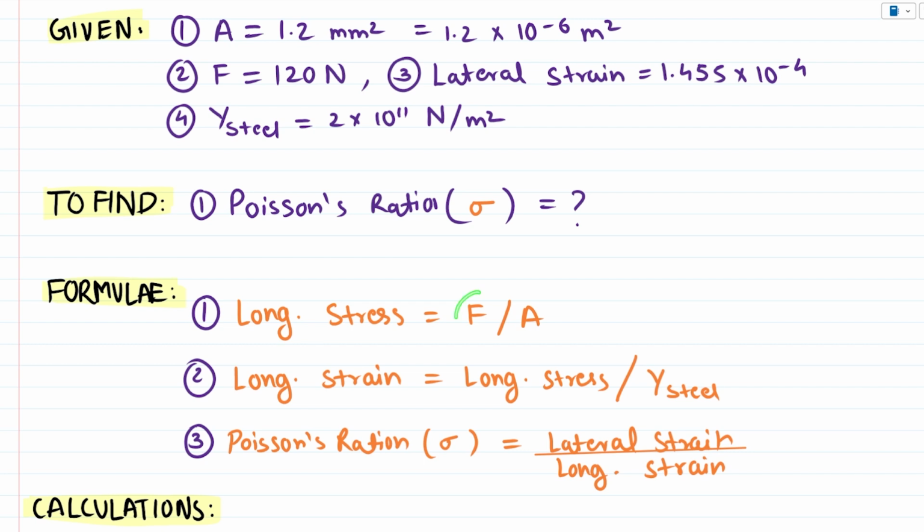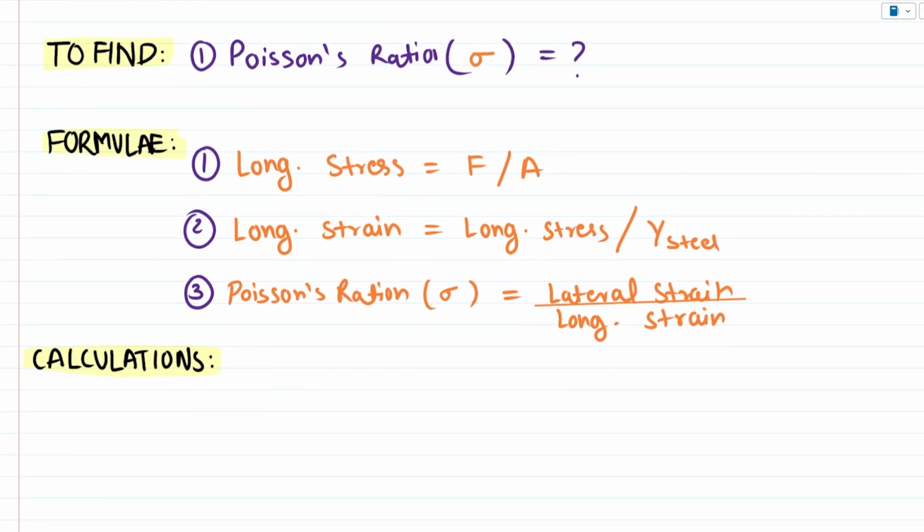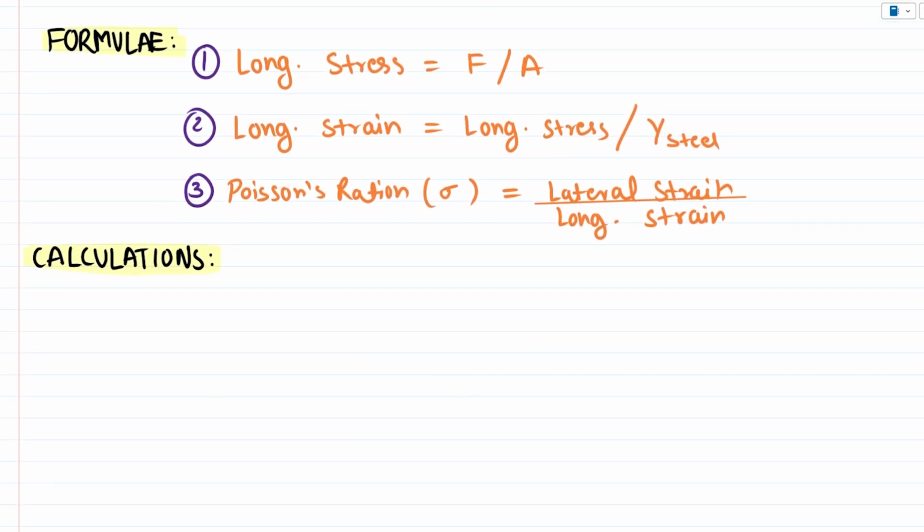So let's check. The force value is given over here, 120 newtons, and the cross-sectional area is also given. So that's what our flow for the numerical will be. We calculate the longitudinal stress first, then we'll use that value to calculate the longitudinal strain, and then we'll use that value to calculate the required Poisson's ratio. After this, all that's left is to substitute the values in our calculation section and solve this numerical.